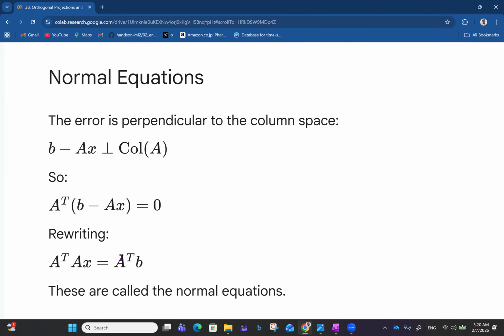If you rewrite this now, if you expand this, you have A transpose B minus A transpose AX equals 0. So you have A transpose AX equals A transpose B. So these are called the normal equations.